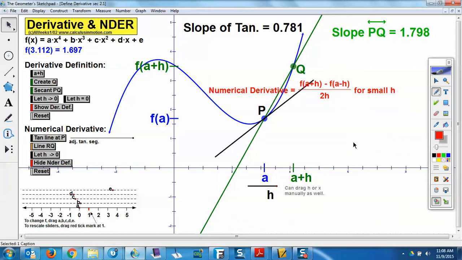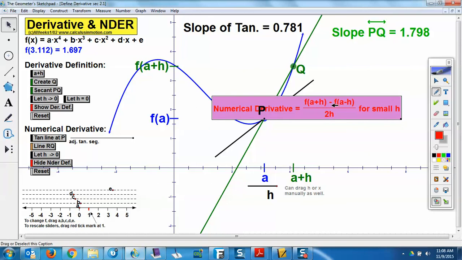We call it the symmetric difference quotient. So it would be f of A plus H minus f of A minus H, and then all over 2H, right? Because your run now would be H and H. It'd be 2H. And that works, and that's fine.